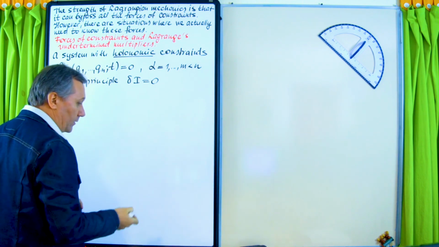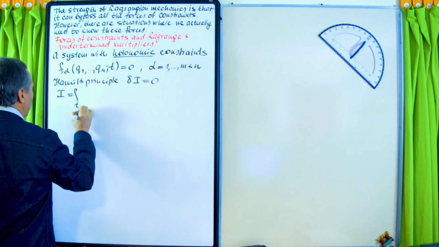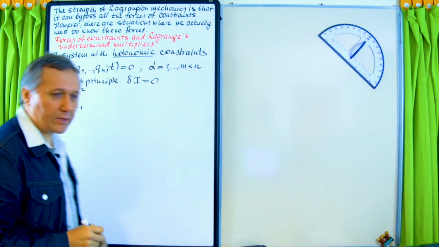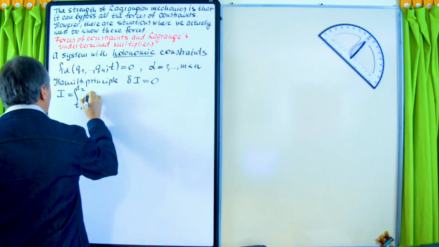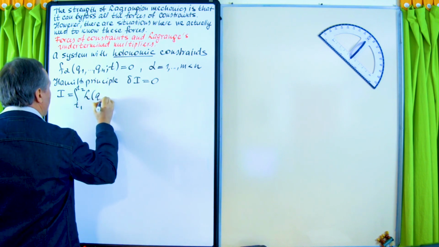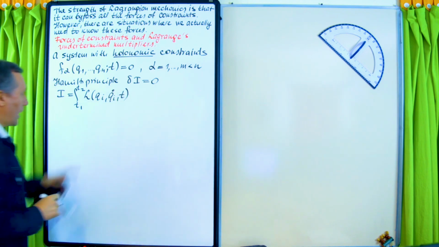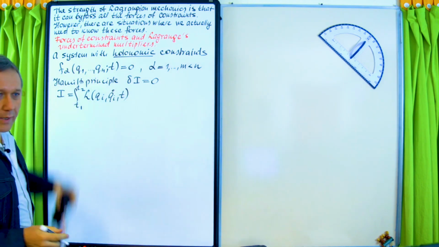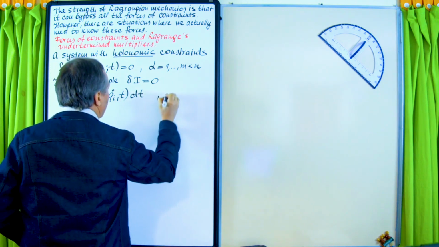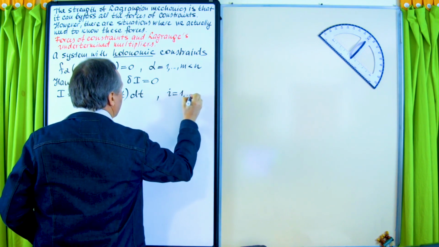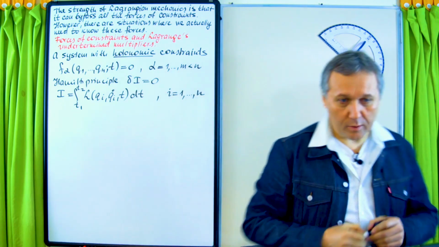And so let me again write also the action, because now we will have to vary it, and it's better to have it in front of your eyes. So the integral over time of the Lagrangian, which is a function of q_i, q dot_i, and t, where i spans from 1 to n, dt. So that's our action. And now let's vary it.